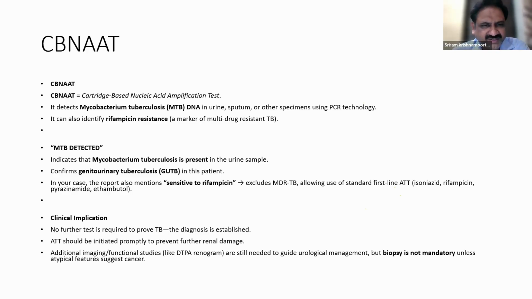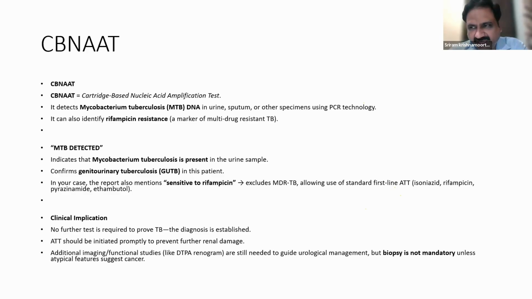CB naught is a cartridge-based nucleic acid amplification test. CBNAAT stands for cartridge-based nucleic acid amplification test. What does that mean? That means you have a small bit of a DNA fragment available, and that can get magnified out of proportion. That will actually identify whether the Mycobacterium tuberculosis bacillus is present in that sample or not.